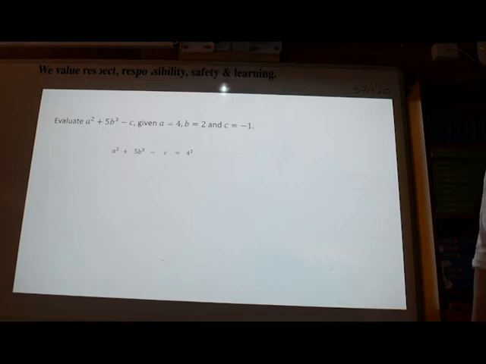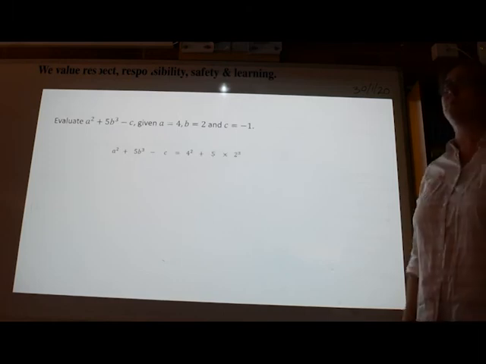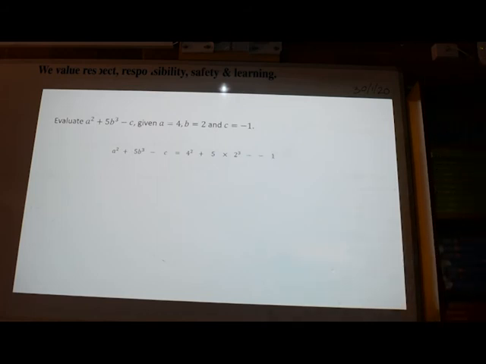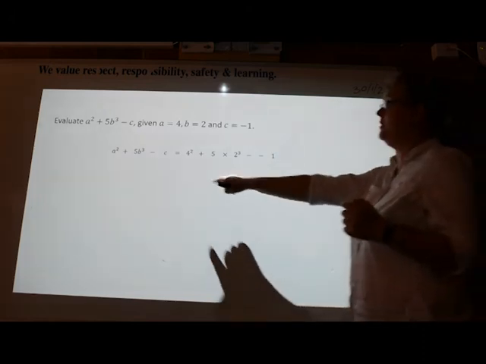So, 4 squared. Everyone agree with 4 being 4 squared? 5 times 2 cubed, does everyone agree with that? Minus 1, does everyone agree with that? No, because we've got the minus in the question.